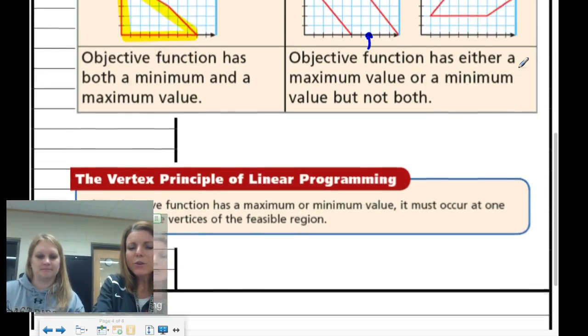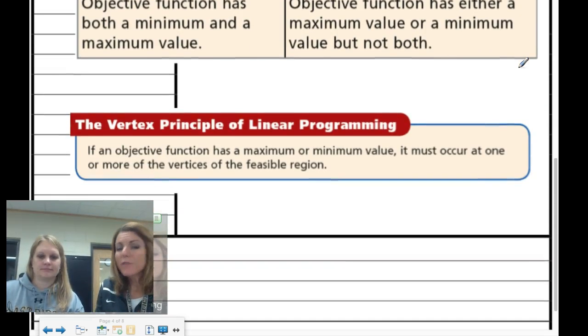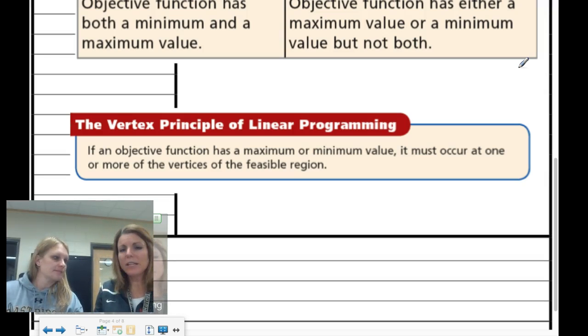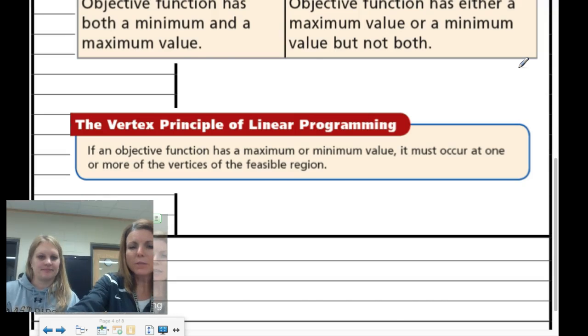And so then the last part of today is, if you have an objective function that has a maximum or a minimum, it must occur at one of the vertices. That's why finding the vertices is so important, and you need it exact. Okay, so let's go to the next page.